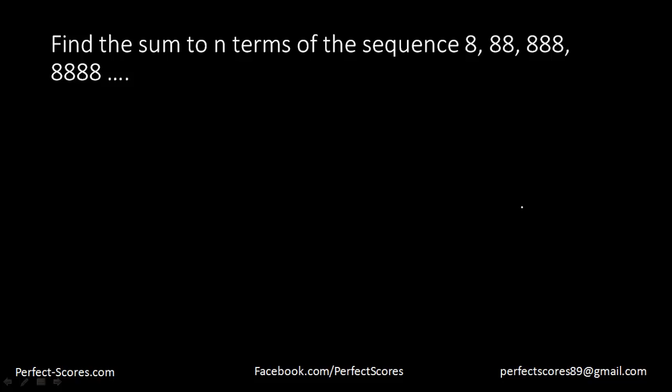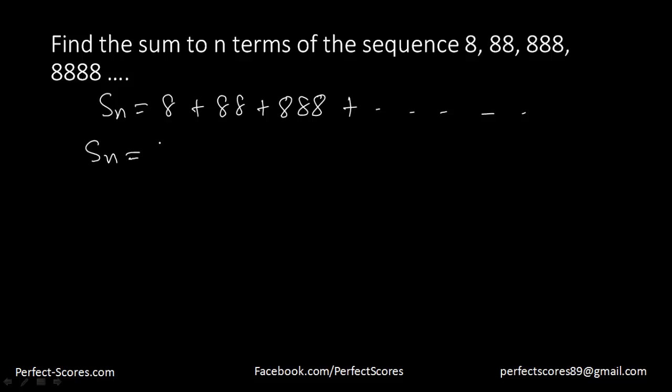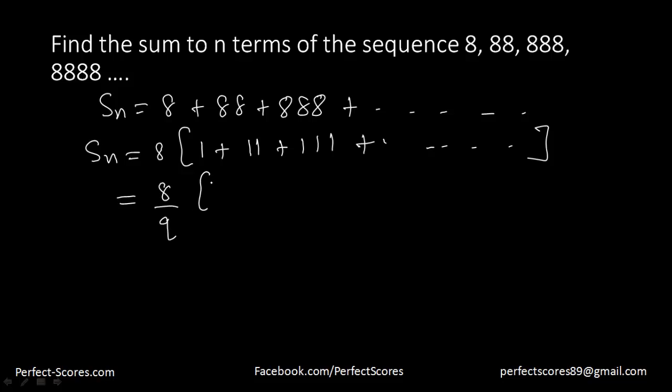So this question says: find the sum till n terms of 8, 88, 888 and so on. I'll have to do a little bit of manipulation in this question. So I can take 8 common. I'll have 1 plus 11 plus 111 and so on. Now, whenever you get this kind of expression, what you can do is divide by 9 and multiply by 9. So if I multiply by 9 throughout, this is what I'm going to get.